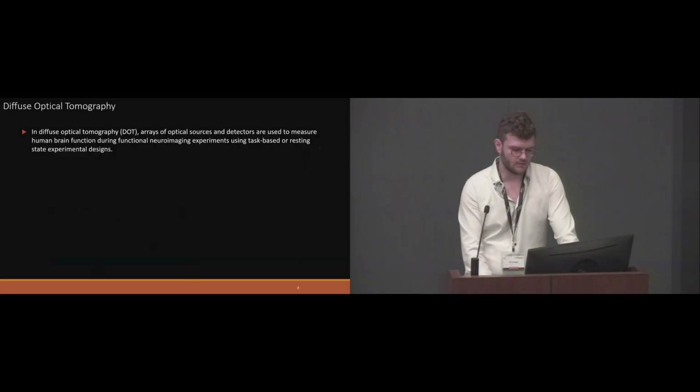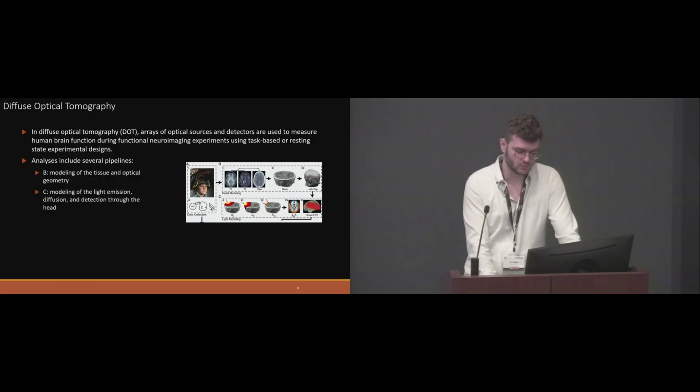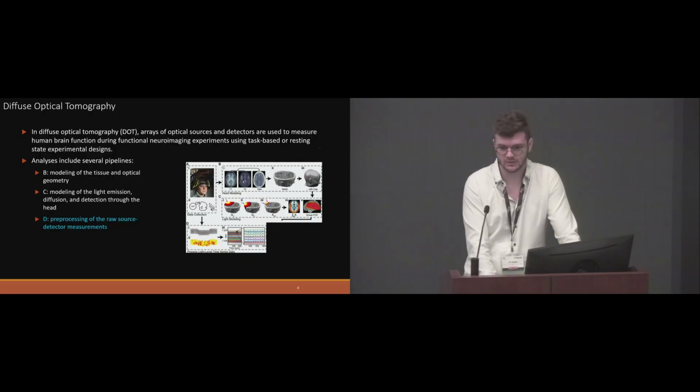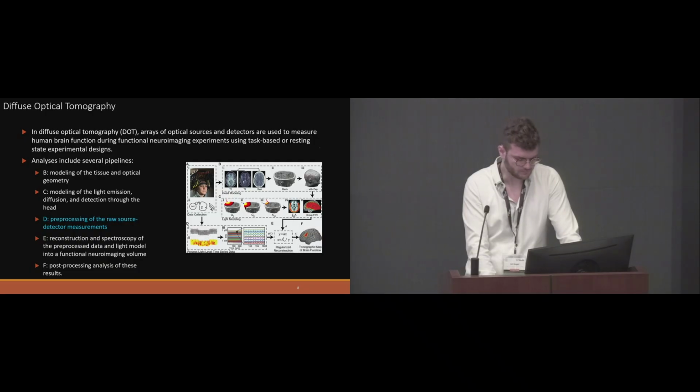So in DOT, arrays of sources and detectors are used to measure human brain function. During functional neuroimaging experiments, we can do this at task or at rest. Analyses include several pipelines, starting with the modeling of tissue and optical geometry, modeling of the light afterwards as well, and detection through the head. Pre-processing of the raw source detector measurements, which is what we're going to focus on for this talk, and then the reconstruction and spectroscopy of the pre-processed data, which Adam so brilliantly went over earlier today. Lastly, we have post-processing and analyses of these results.